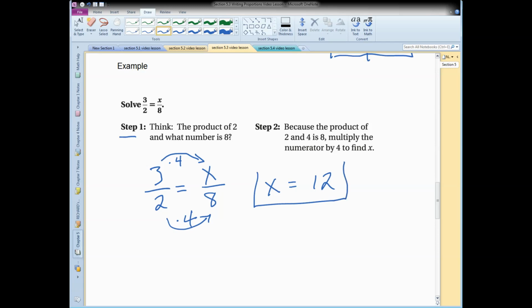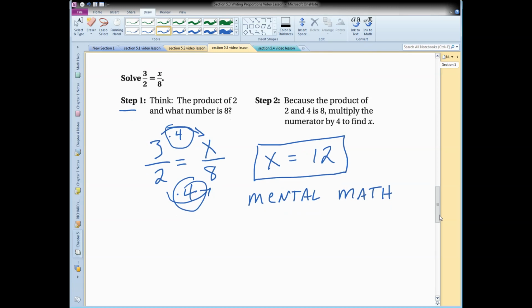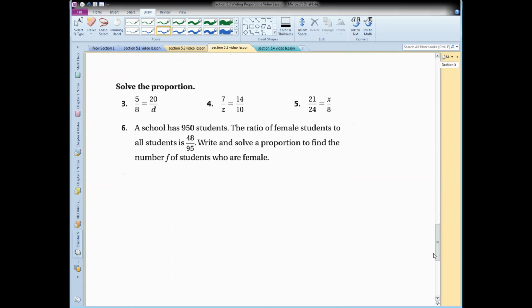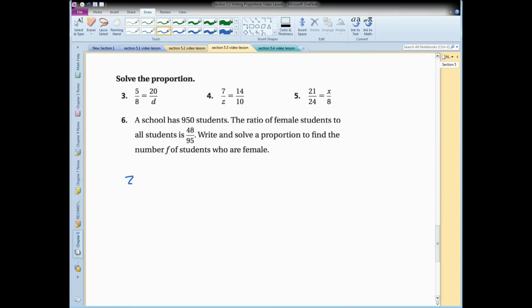So that tells us that X equals 12. Okay, and you guys could have probably done this in your head. This one was pretty straightforward. So we say this is solving proportions using mental math, because you can look at these kinds of proportions and solve them using math you already know. All right, so we're going to do that in this section. We're going to try to use mental math to solve our proportions. So let's practice. Here's number 3.